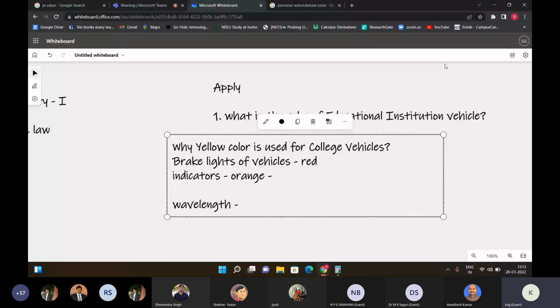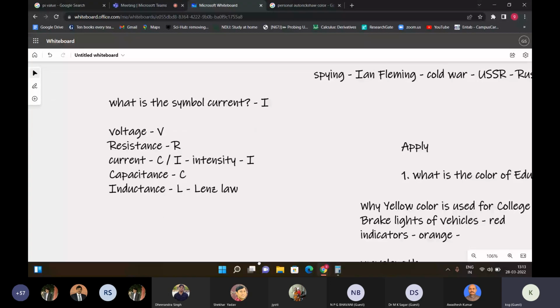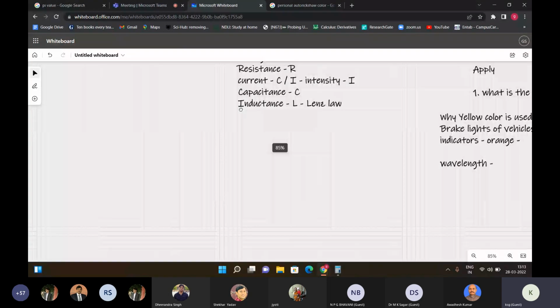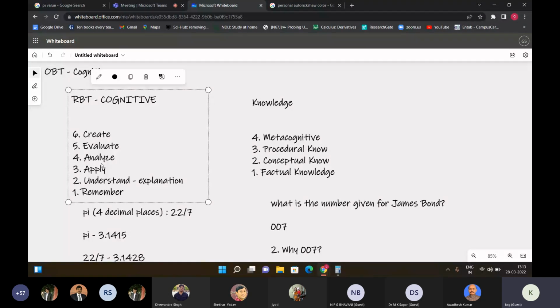So when I am trying to apply the wavelength property in my engineering scenario, then it is called the apply level. Most of the time in our classroom discussions, we will be going up to this apply level.